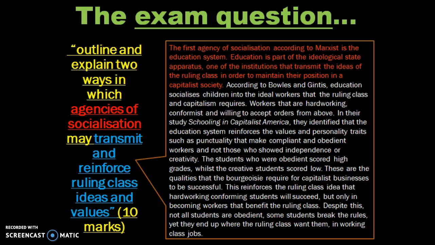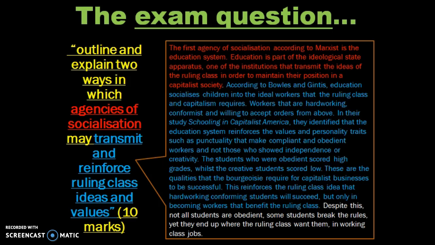The first part of the paragraph is about agency or an agent of socialization. And this is linking to the first part of the question, so we're going to indicate that in red. This is the student's knowledge about one of the agencies of socialization. This student has chosen education and has given you a little bit of knowledge about Marxism, and that one of these agencies is an ideological state apparatus.